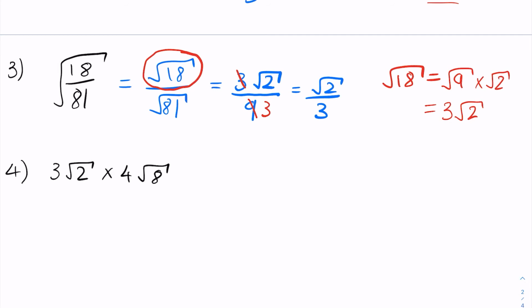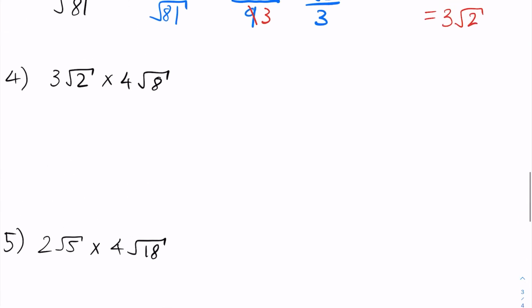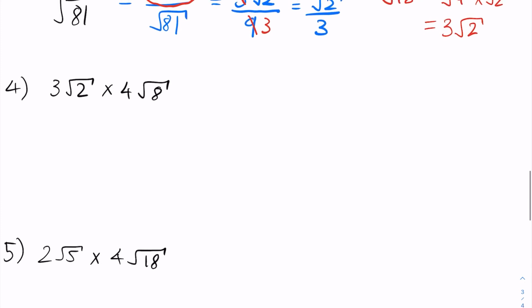Okay, multiplication next. So we've got 3 root 2 times 4 root 8. Now, a good idea with these is actually to keep them separate. So what I mean by that is it's a good idea to times the numbers together and times the square roots together and then tie it all together at the end. And that's what we're going to do in this case here. So 3 times 4 is just going to be 12. Remember, this is all multiplying together. So times the square root of 2 times the square root of 8.